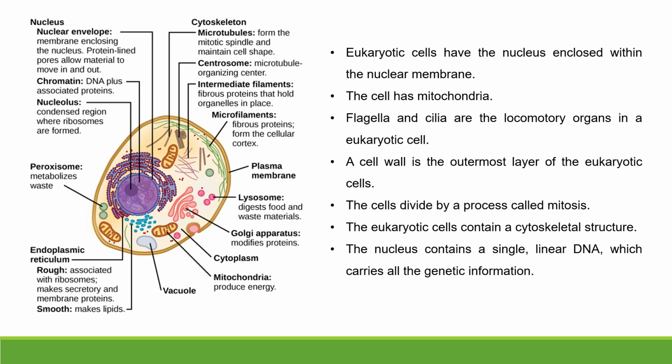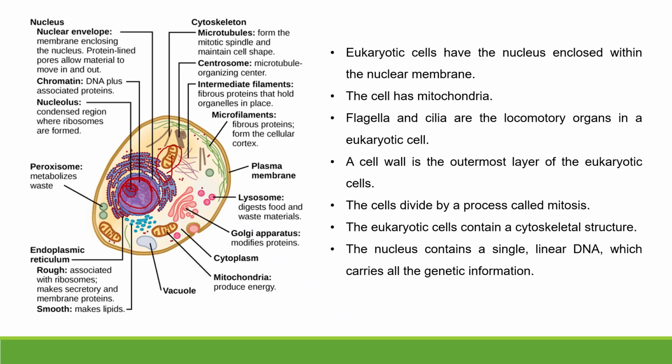Now let's take a closer look at the structure of a eukaryotic cell. At the center, we have the nucleus here, which is enclosed by a nuclear membrane. So here you can see the nucleus, and it is covered by a membrane called the nuclear membrane. And here you can see the nucleolus. The nucleolus is here, and again you can see the mitochondria here.